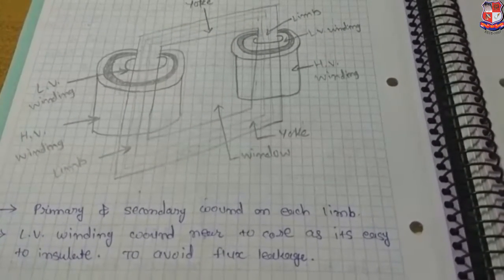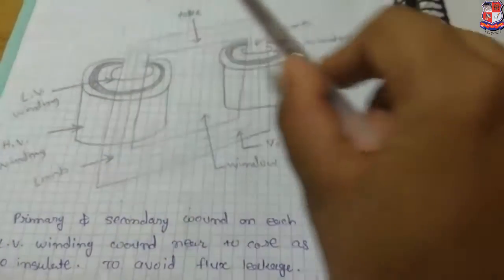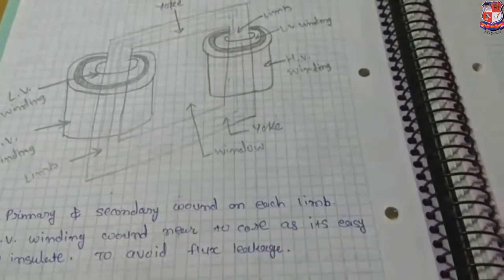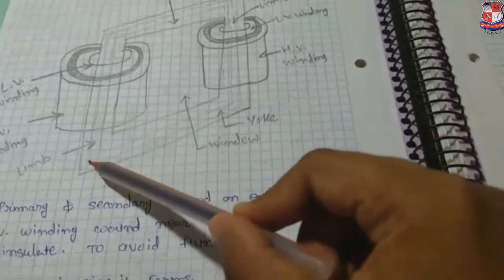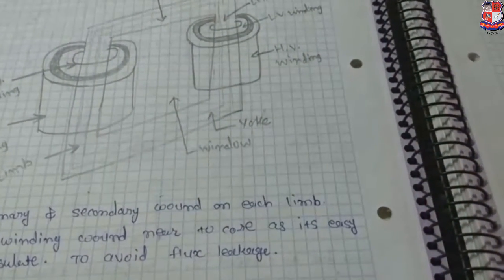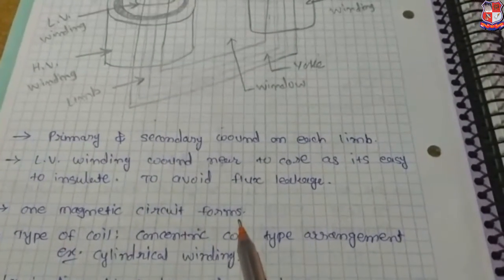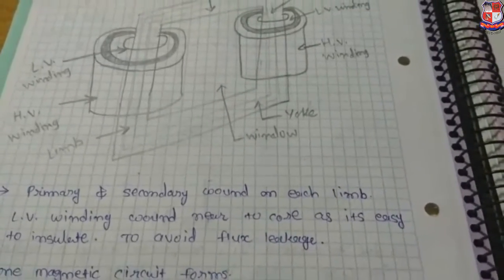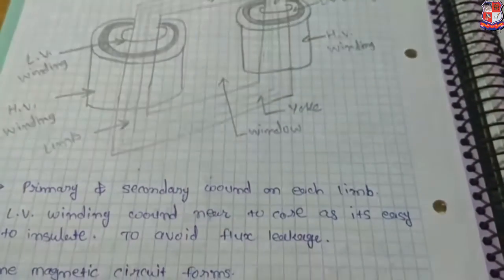Now in this type of transformer, only one magnetic circuit will form. As there are two limbs and two yokes, so it is clearly seen that only one path for flux will be there. So only one magnetic circuit will form here. Okay, so now let's discuss why we need to wound this LV winding nearer to core.